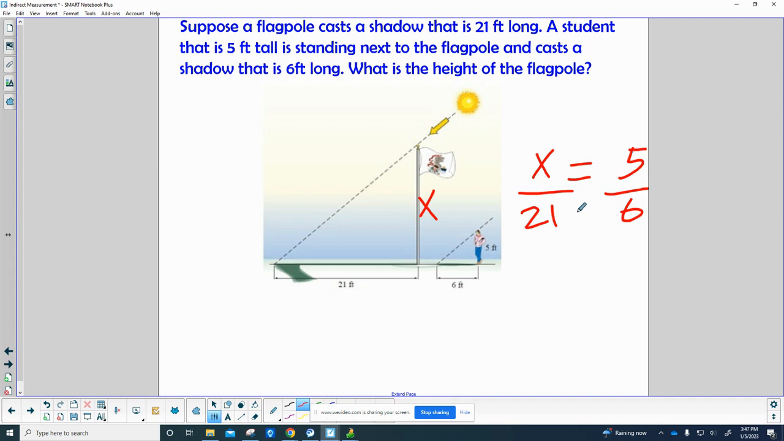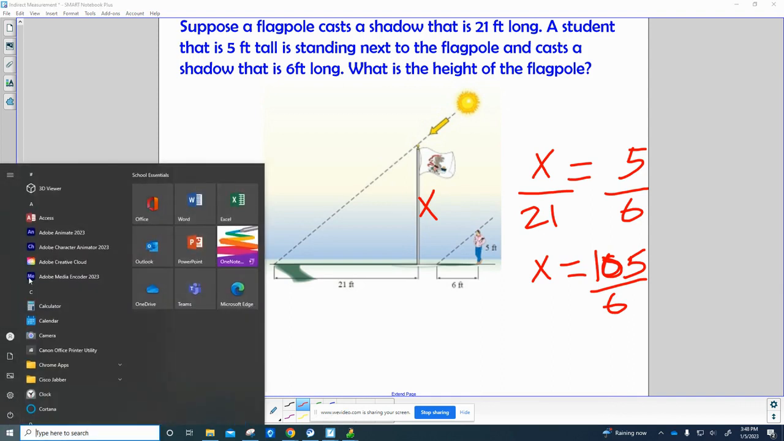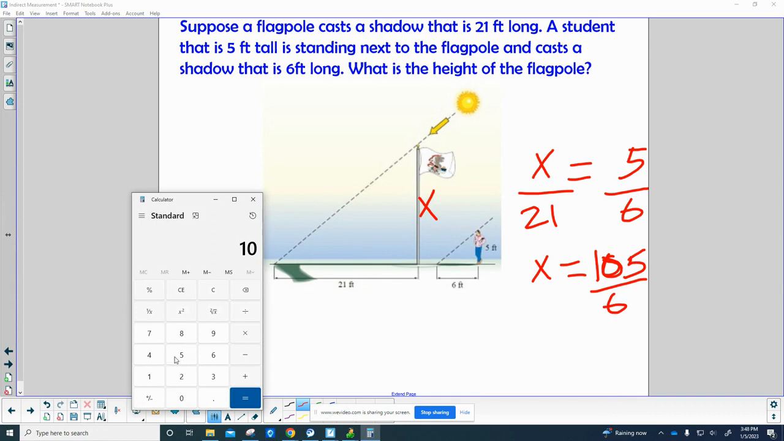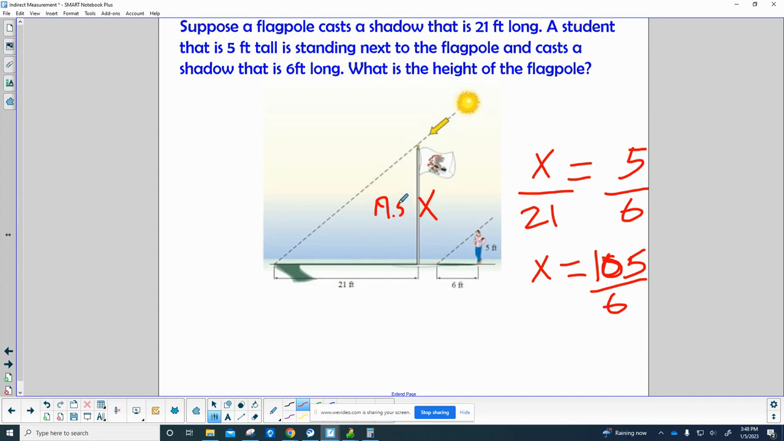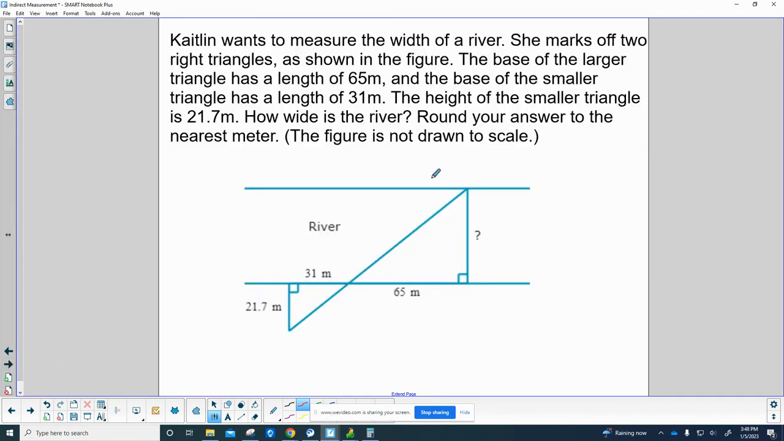So to solve this, we would do 21 times 5, which would be 105. Yeah, 5 times 20 is 100. So x is going to be 105 divided by 6. So what would that be? Let's grab our calculator. 105 divided by 6, 17.5. So the height of the flagpole is 17.5. That's not a very good one, but 17.5. What do you think of that? Okay, this is called indirect measurement, where we can measure the height of the flagpole using a measurement that we can get to. Now here's an interesting problem.